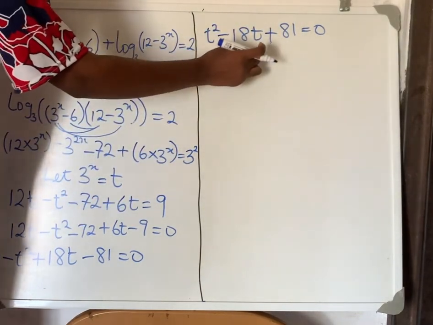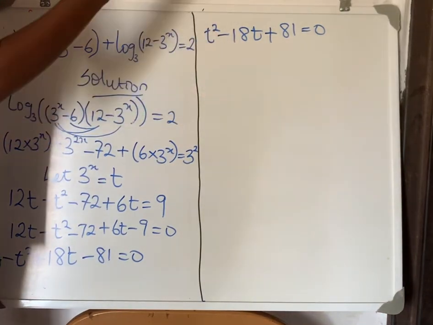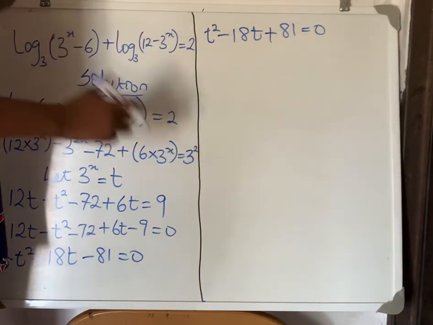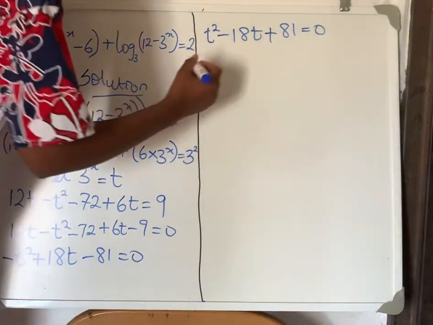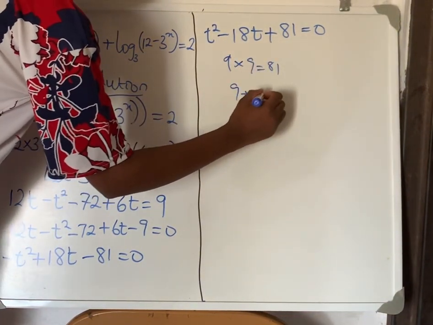So now you look for the factors of 18, you write them down. You look for the factors of 81, you write them down. And then you try to add them, multiply them to know which one suits. So now we have that 9 and 9 suits. Okay, because 9 times 9 is equal to what? 81. And 9 plus 9 is equal to what?